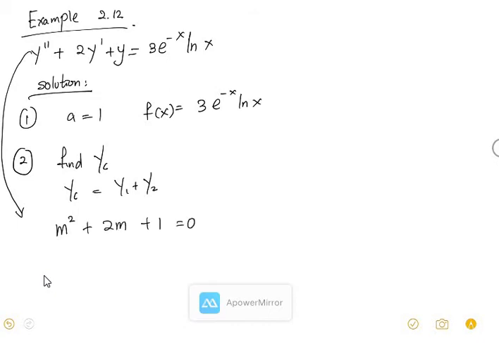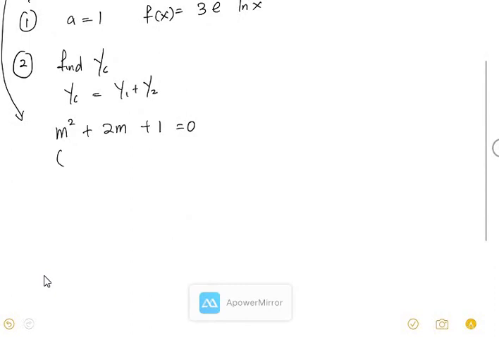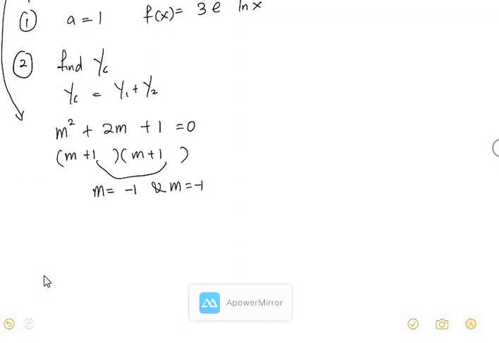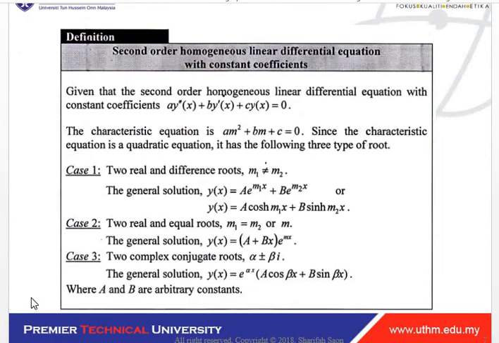And then step number 2, find the yc. Assume yc equals y1 plus y2. From this differential equation, we know that m squared plus 2m plus 1 equals 0. Assume it is homogeneous when you want to find the yc. So now you get m equal to minus 1 and m also equal to minus 1. This means that the roots are the same.